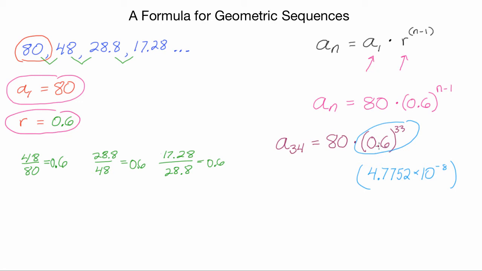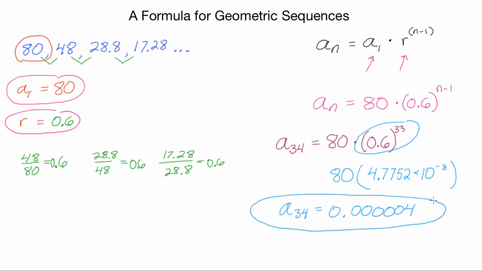It makes sense, right? 0.6 times 0.6 times 0.6. It's almost like taking a half of a half of a half 33 times. You're not going to have much left, but I'm going to multiply that by 80. My calculator is giving me a really rough estimate. I think it did some rounding on its own here, but it's calling it 0.000004. There we go. That would be the 34th term in the sequence, which is practically 0.